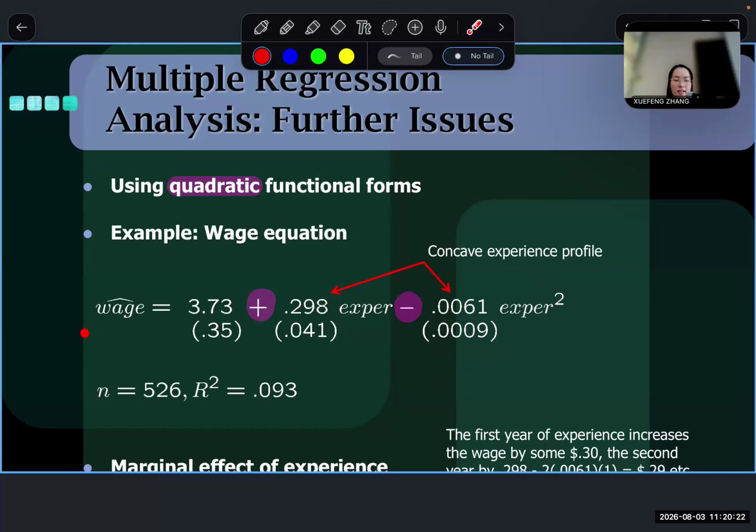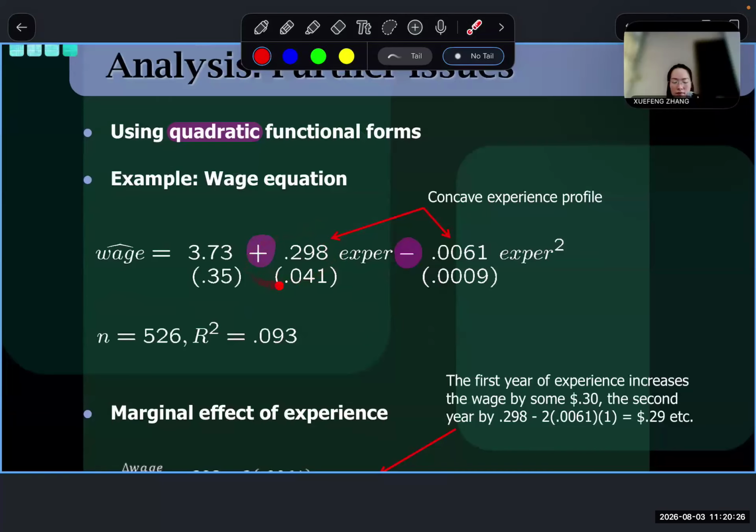Okay, this is the question. We can't just read off 0.298. That number alone isn't the real effect, because experience appears twice in the equation. So here we need calculus. What is calculus? We need to take the derivatives, okay?